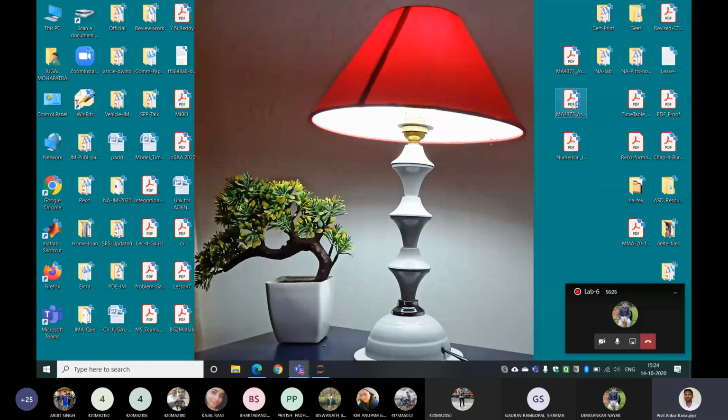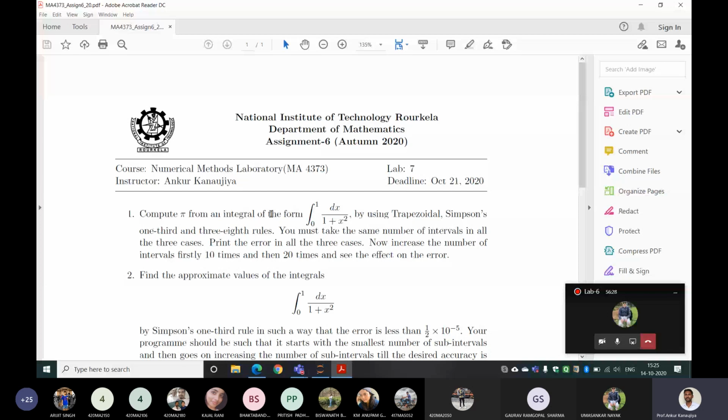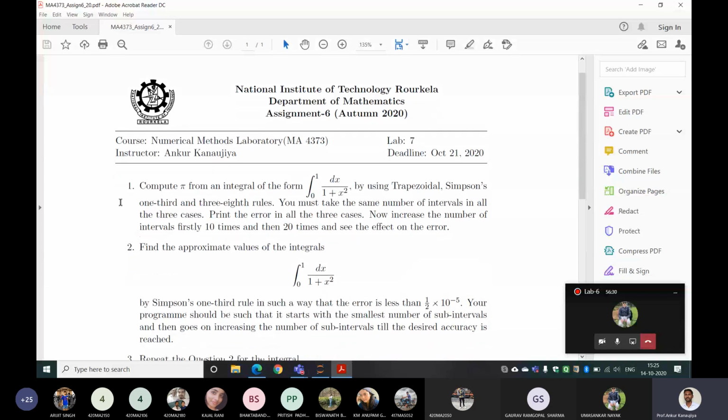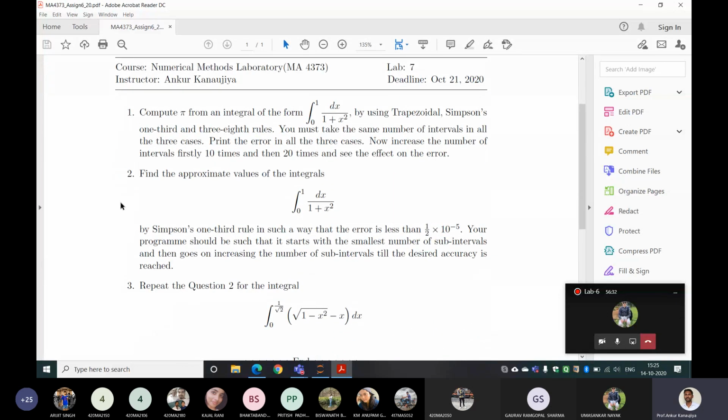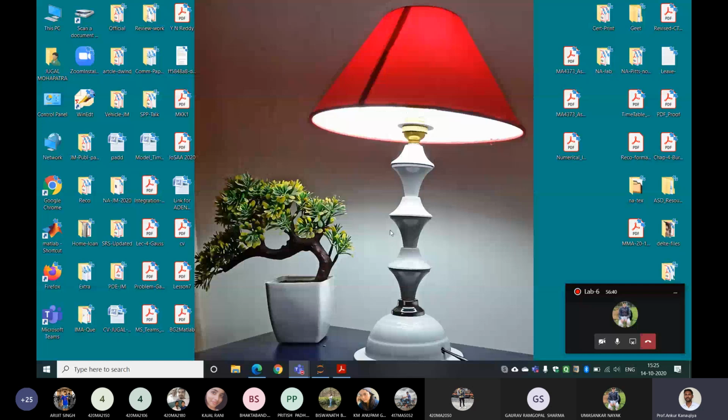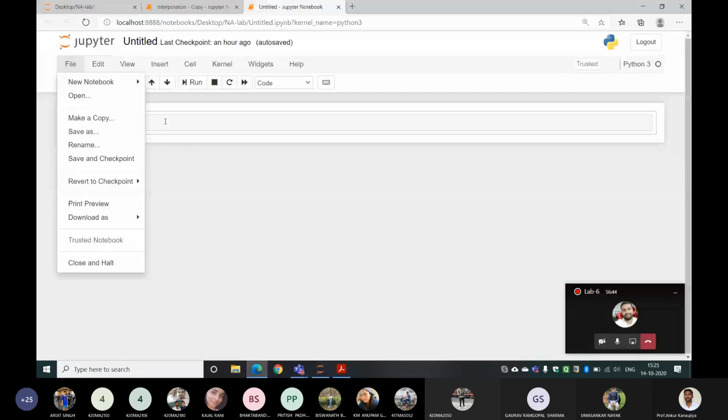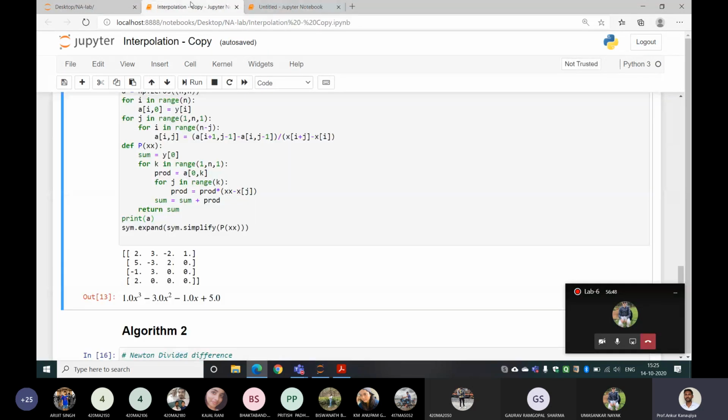So now come to this one, numerical integration. Here 3 problems are given. You are able to do one, the remaining ones are almost the same. You have to do the integration. So first we'll see how to do integration in Python. For this I already shared one file. I think that file doesn't have that one, so no problem.